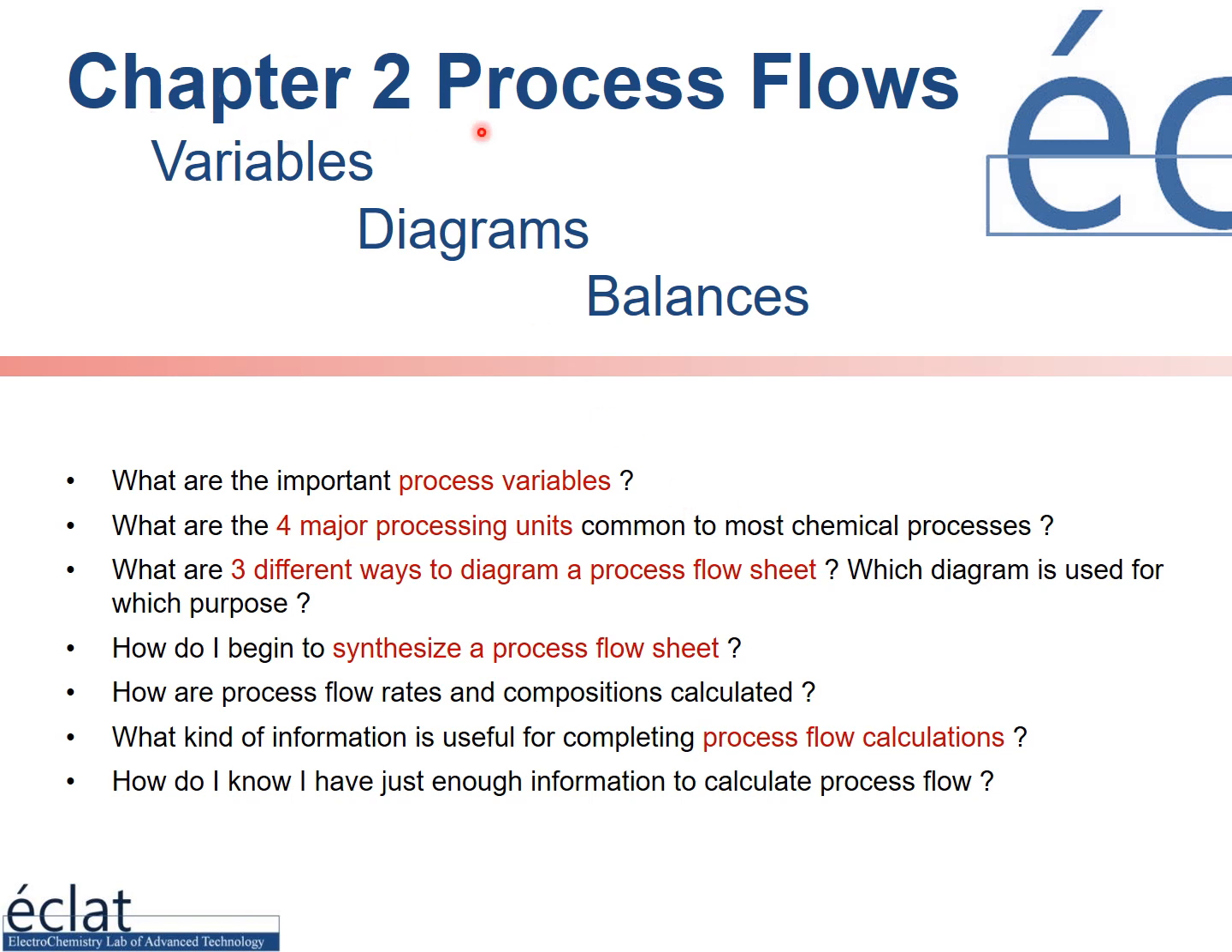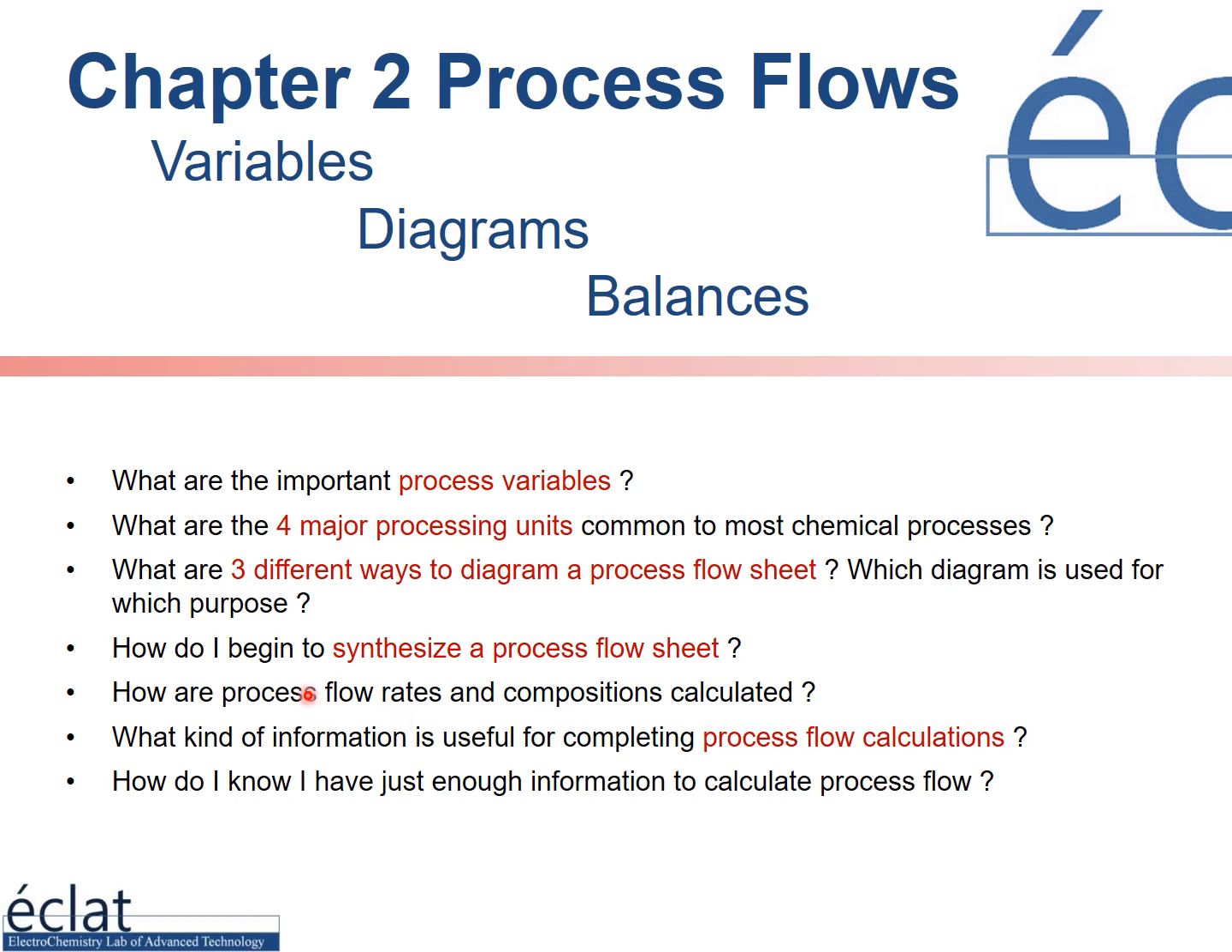Chapter 2, Process Flows. There are three keywords of this chapter: variables to characterize chemical processes. The second one is diagrams to describe chemical processes. And the last one is balances to calculate quantities for processes. Here is a summary of what kind of things you can learn from this chapter 2.